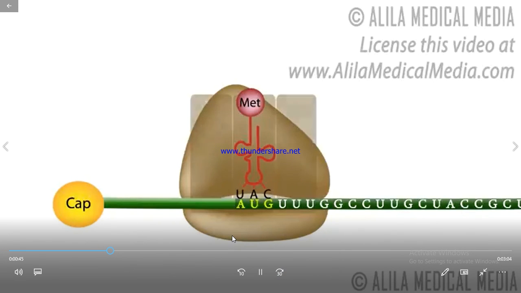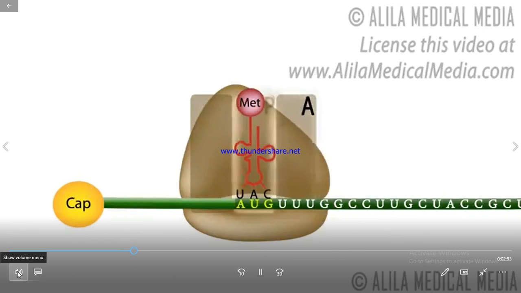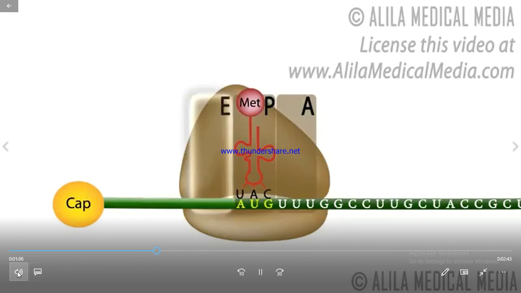The ribosome has three sites. The A site is the entry site for new tRNA charged with amino acid, or aminoacyl tRNA. The P site is occupied by peptidyl tRNA, the tRNA that carries the growing polypeptide chain. The E site is the exit site for the tRNA after it is done delivering the amino acid. The initiator tRNA is positioned in the P site.